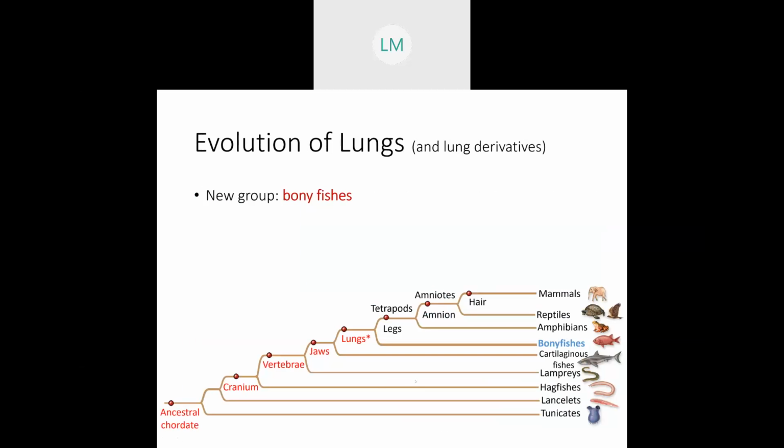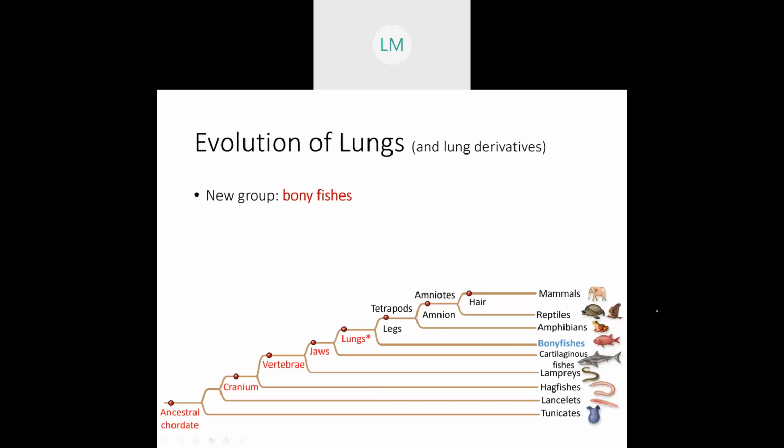All right, so we've got our cranium, we've got our vertebrae, we've got our jaws, and now we are going to be getting lungs, asterisk. Okay, so this is lungs and lung derivatives, basically. Because when we think about fish, they don't have lungs, but they do have structures that are kind of pre-lung structures. So this is what we're getting with this new group. We're going to be talking about our bony fishes now.